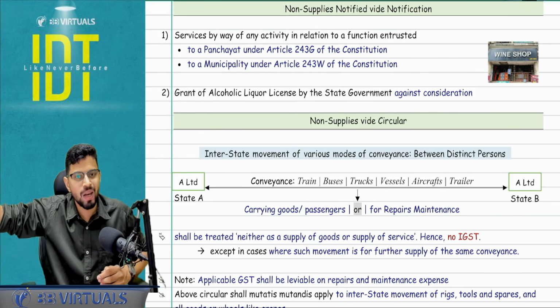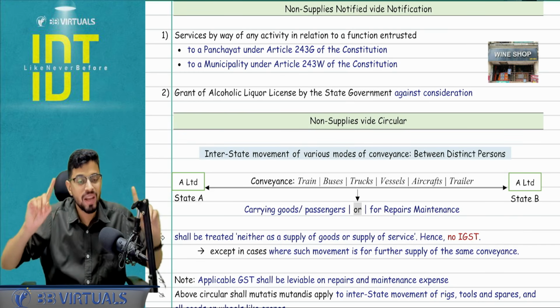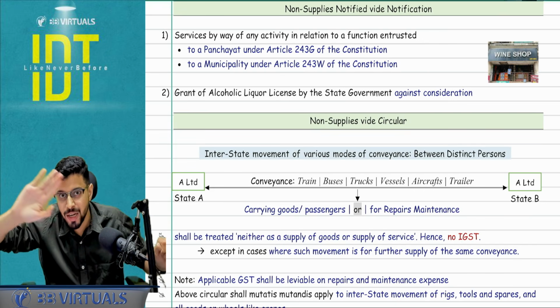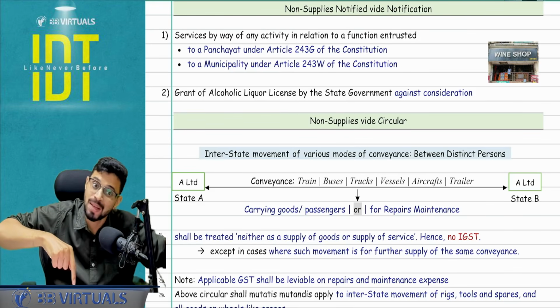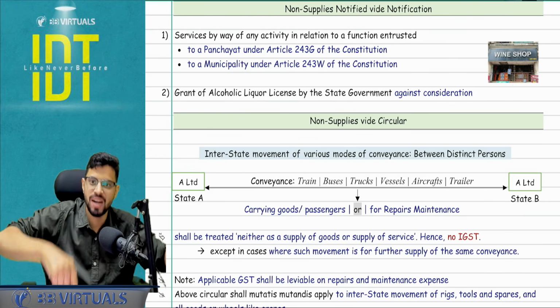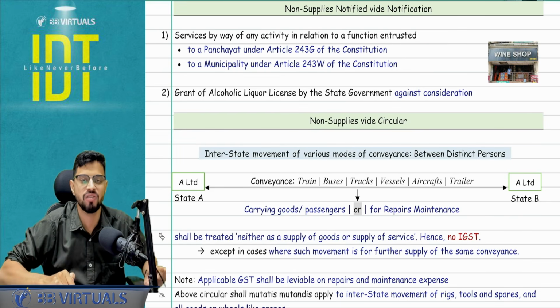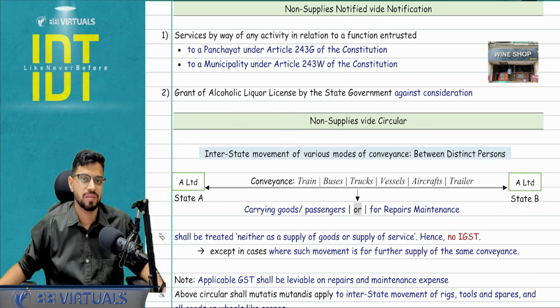To sell the alcoholic liquor, the person will buy the license. That also is not a supply. So when we say no GST, reason should be clear. Alcoholic liquor is a non-taxable supply. License is a non-supply provided by notification. So reason for no GST should be clear. This is notified in the notification. Undenatured extra neutral alcohol is provided in the charging section.